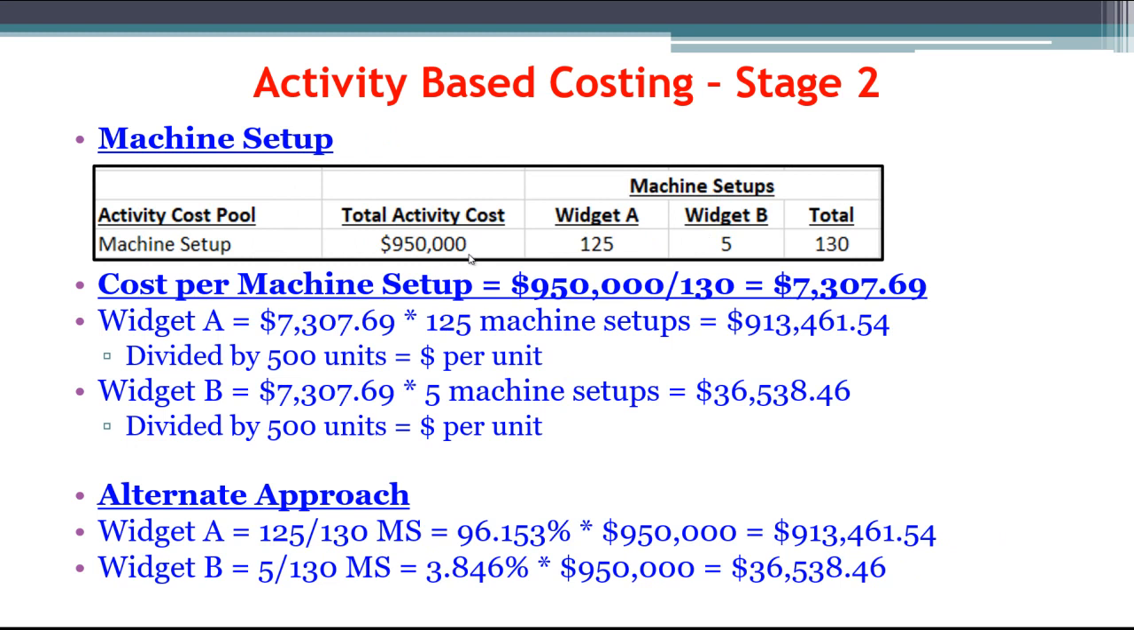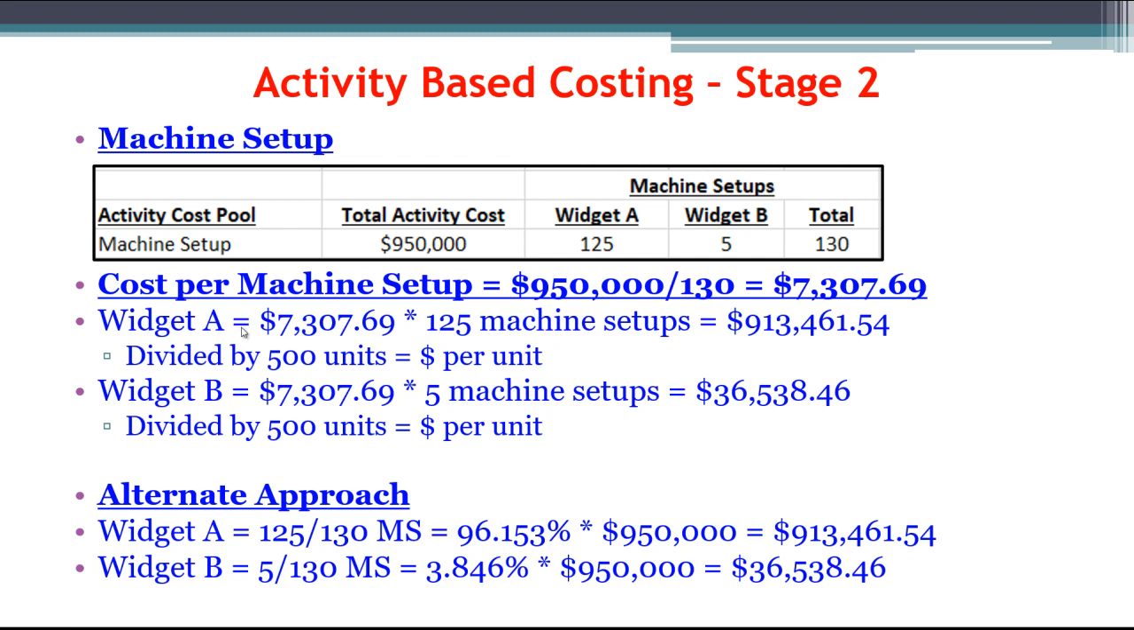For the machine setup cost pool, we don't have quite as many drivers. We don't have as many setups as we did machine hours. The cost isn't quite as high. $950,000 divided by a total of 130 machine setups gives you a rate of $7,307 per machine setup.